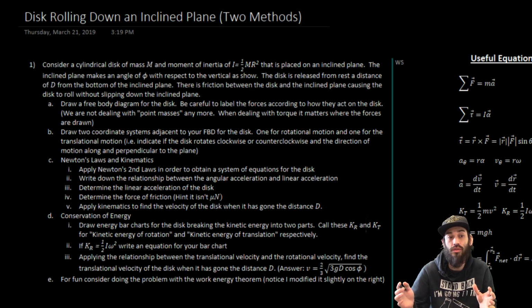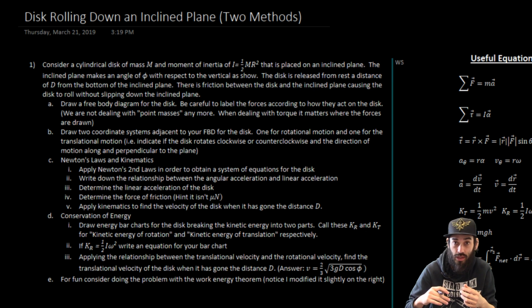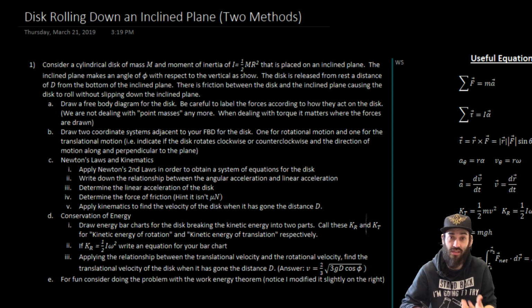This video is going to be a solution to this problem that I posed where you have a disk that's rolling down an inclined plane and you want to find what the velocity of the disk is at the bottom. And what you saw in this problem was there's actually two ways to do this, and one is certainly quite a bit more algebraically intensive than the other. So we're going to go through both ways here.